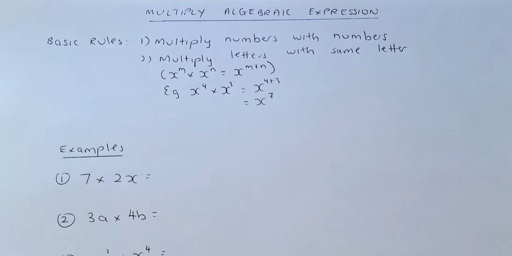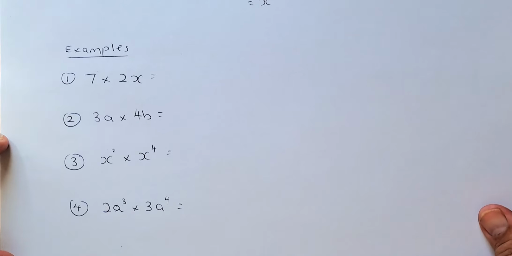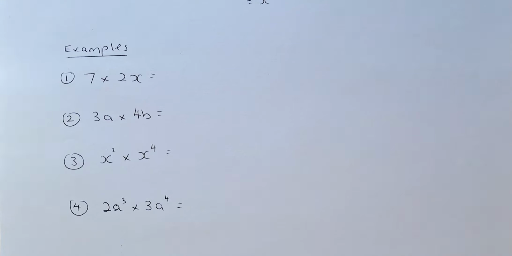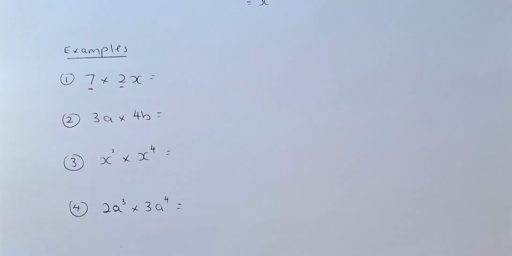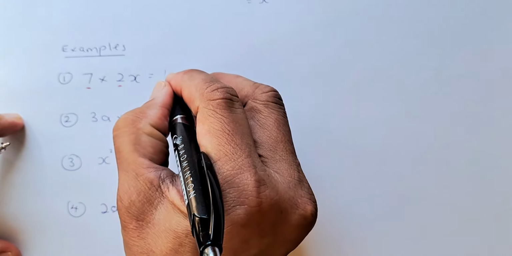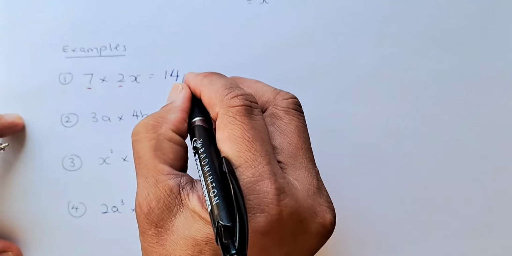Without much further ado, let's look at some examples. Okay, the first one looks like this: 7 multiplied by 2x. As I said before, you multiply numbers with numbers, so you take 7 multiplied by 2 first, so you're going to get 14. And x on its own, there are no other x's, so just put 14x.